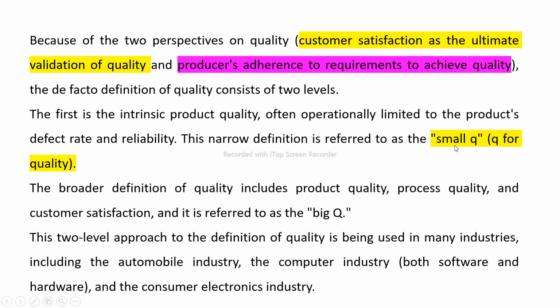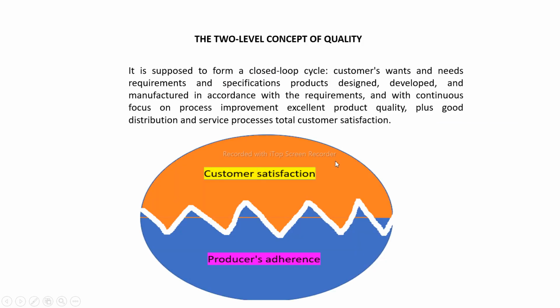So one has a small q and the other has a big Q. This two-level approach to the definition of quality is being used in many industries, including the automobile industry, the computer industry, both software and hardware, and the consumer electronics industry. So we have two things. One is two perspectives: customer satisfaction as the ultimate validation of quality. Another is the producer's adherence to the requirements.